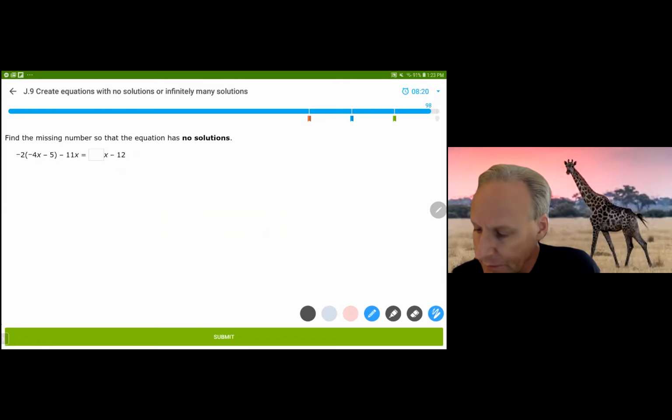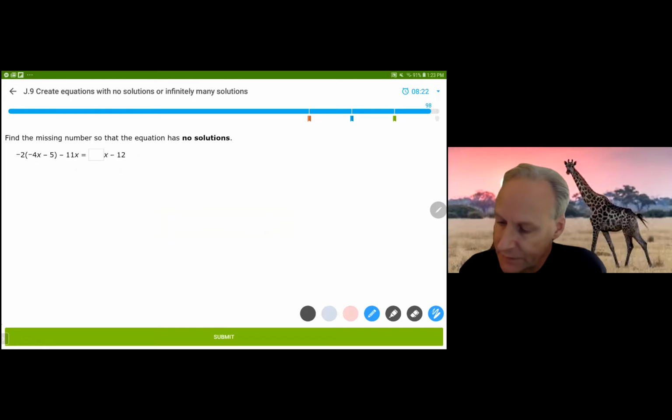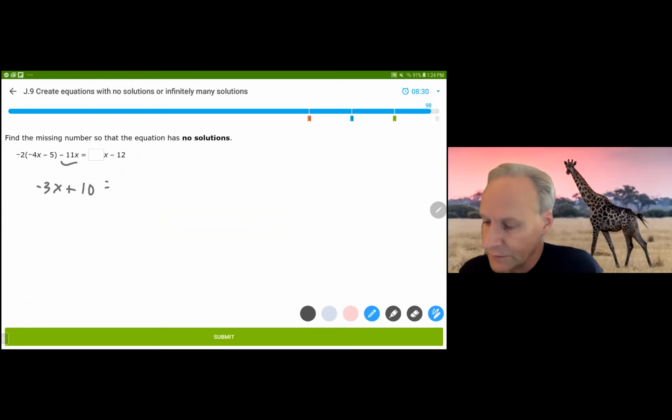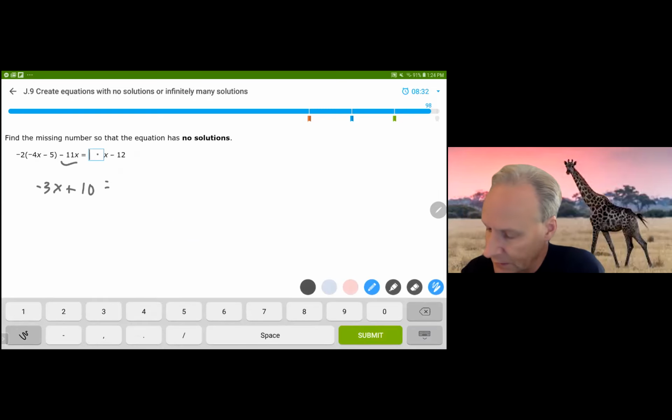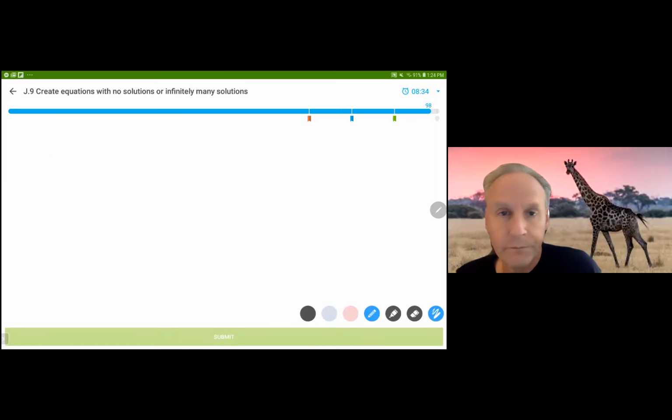This one giving us a positive 8x, but we've still got the minus 11x over there. So we've got negative 3x altogether, plus 10. And we want it to have no solution, so we need a negative 3 as our coefficient. Oh, still have another one.